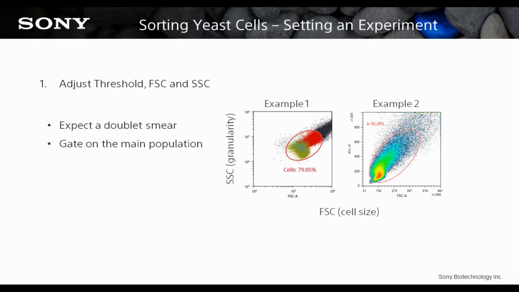Yeast cells typically have 2 subpopulations, the main population and a smear to the upper right-hand corner, which are most often aggregates. Because yeasts are a monoculture, there are no particular rules other than to gate on the majority of the population away from debris or very large and rare outliers.